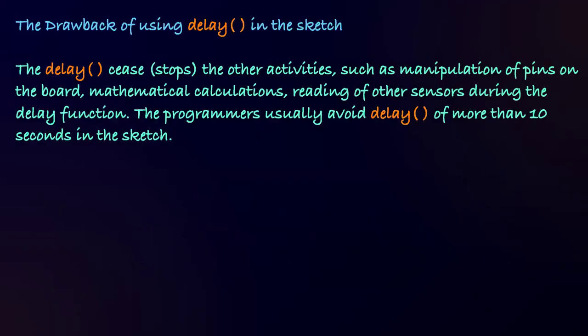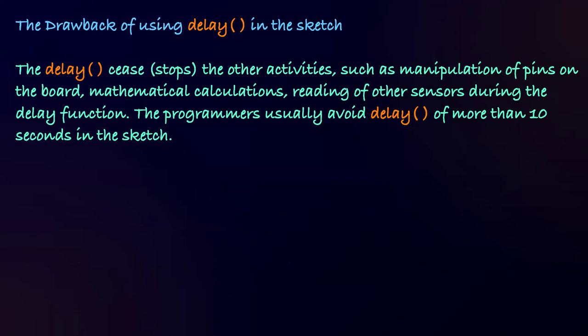Now there must be two sides of a coin, right? There are always two sides of a coin. So what are the drawbacks of using the delay function in a sketch? The delay blocks the other activities, such as manipulation of pins on the board, mathematical calculations, and reading of other sensors during the delay.